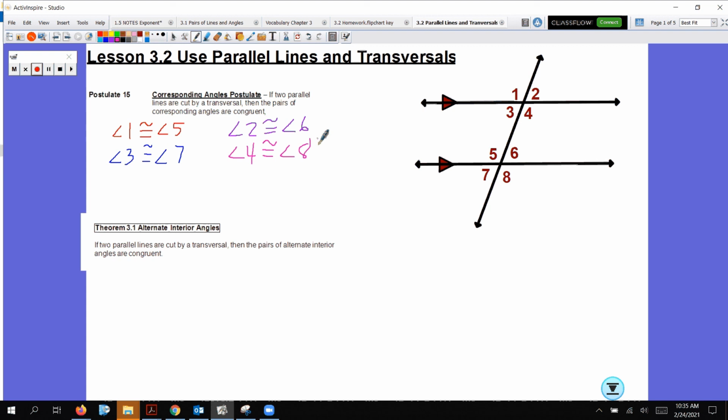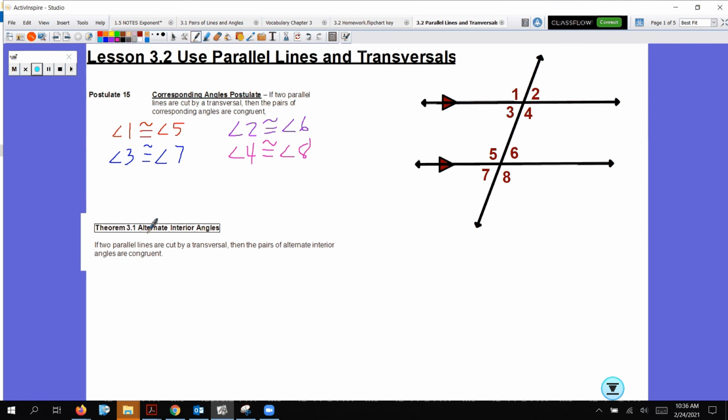Corresponding angles are on the same side of the transversal, but they skip an angle. So 1 and 5, 3 and 7, 2 and 6, 4 and 8. Okay? Corresponding angles occupy corresponding positions.